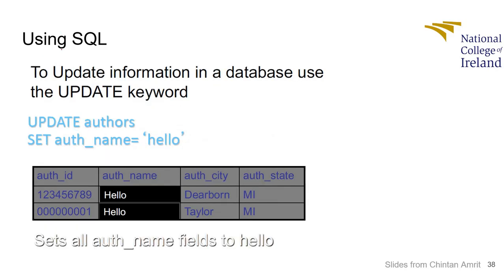We can also update information in the database using the update keyword. So we can update the authors table, and we can set all the author's names to hello because we have not specified which row exactly. If we wanted to specify which row, we could have said update authors, set author name equals hello, where author ID equals 00000001. But here we haven't specified. So all rows in the author name column have been set to hello.